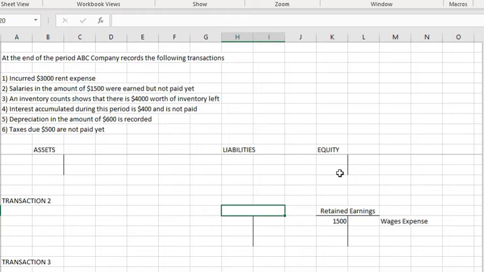And I have not paid these salaries, so I'm going to record that as a liability. So what's happening in this case is when I incur an expense, when I recognize an expense, but I don't pay it, I'm going to reduce my retained earnings and I'm going to record that as a liability.